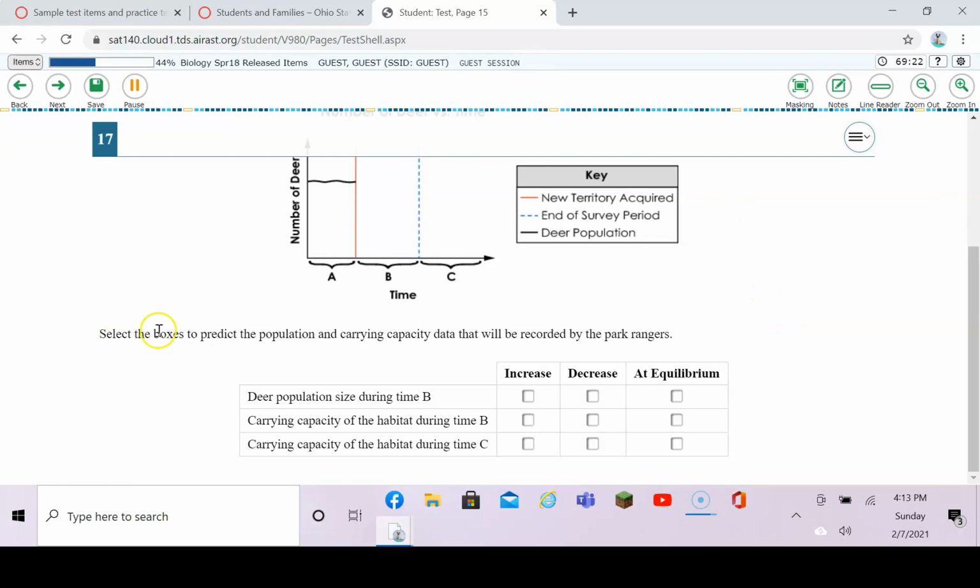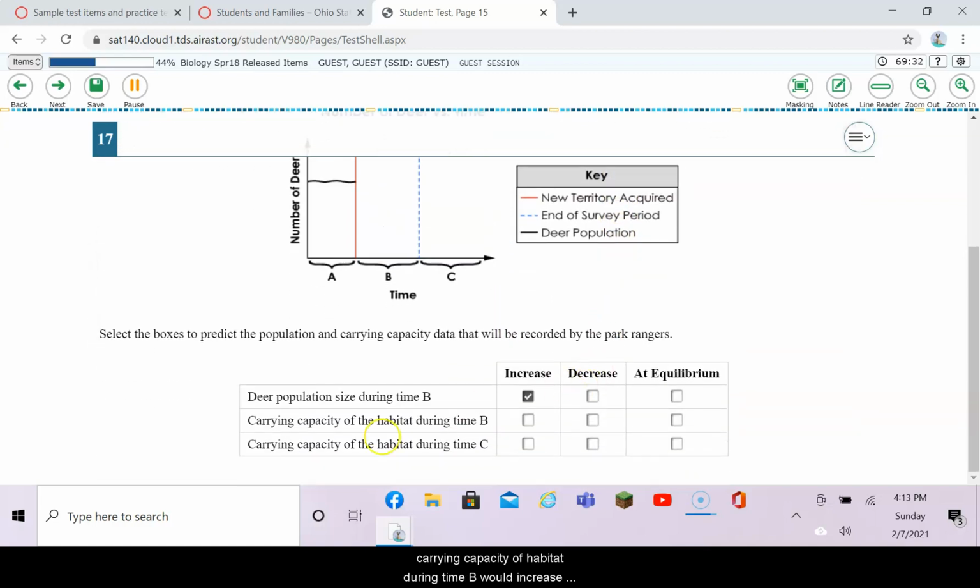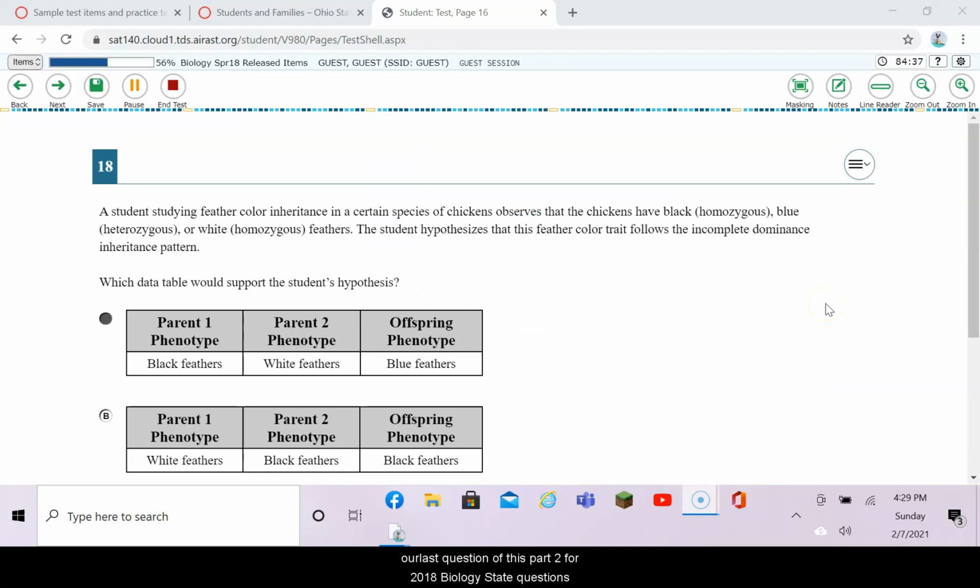Well, we expanded the territory, so I would say our deer population would increase. If our deer population did increase, then our carrying capacity of the habitat during time B would increase. And the carrying capacity of the habitat during time C would be at an equilibrium. This will be our last question of part 2 for the 2018 biology state questions, and it is number 18.